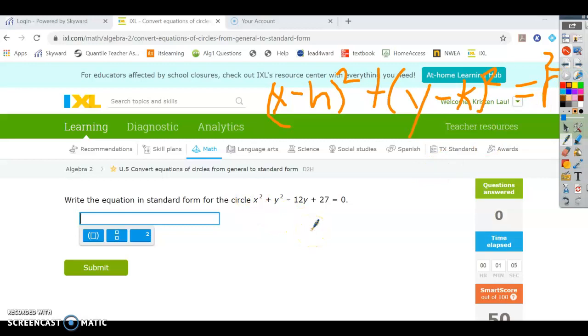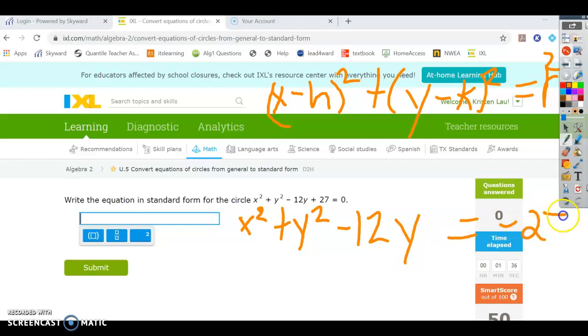So the first thing that we need to do is look at our equation, and make sure that the terms with the variables are on one side and the constants are on the other side. So that's the first thing that I'm going to do. I'm going to move this positive 27 to the other side of my equation. So when I do that, I'm going to have x squared plus y squared minus 12y is equal to negative 27.